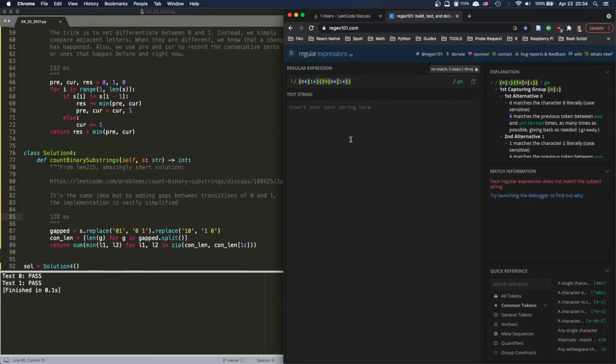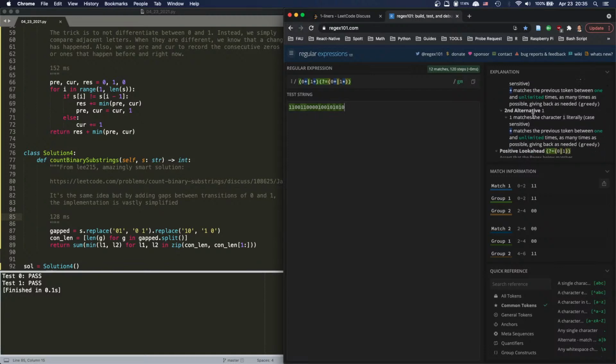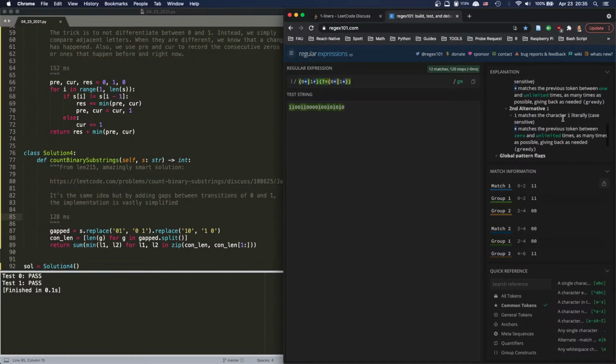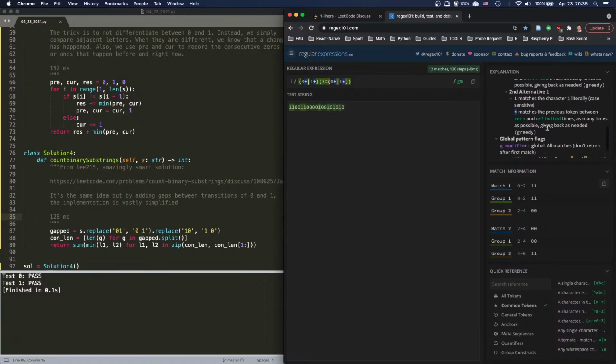Okay, so 1 1 0 0 1 1 0 0 0 1 1 0 0. Okay, so first capture group. Second alternative, positive look ahead. Yes, assert that the regions below matches. Match this. Yeah, it is a look ahead, and it's a greedy look ahead. 0 or unlimited.